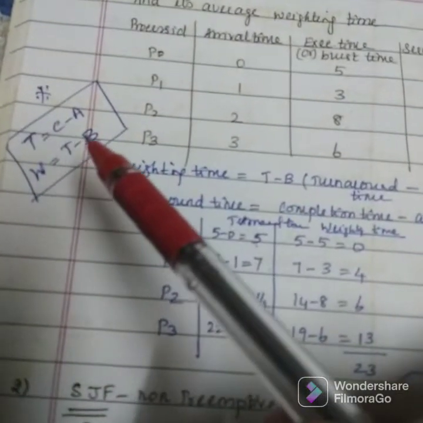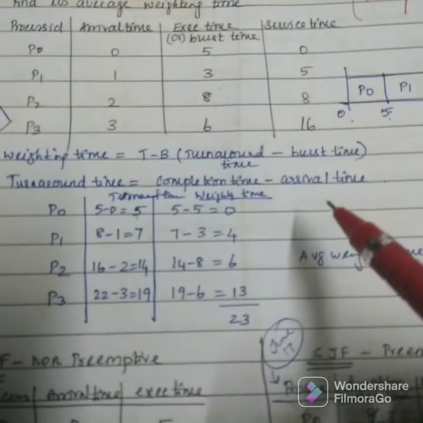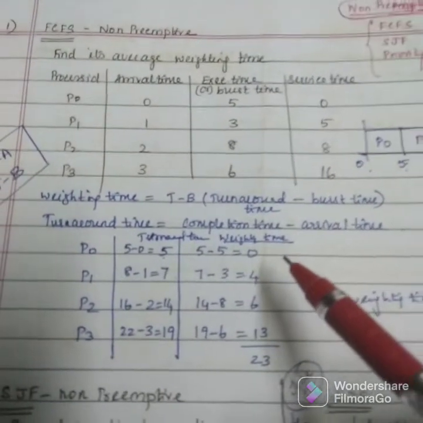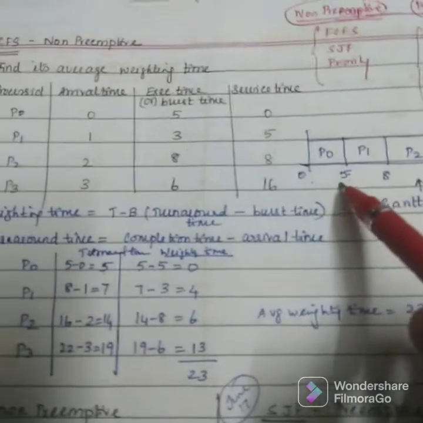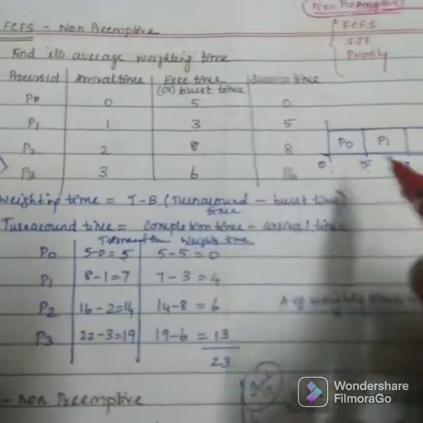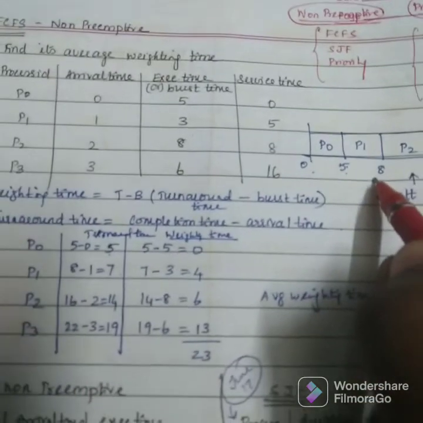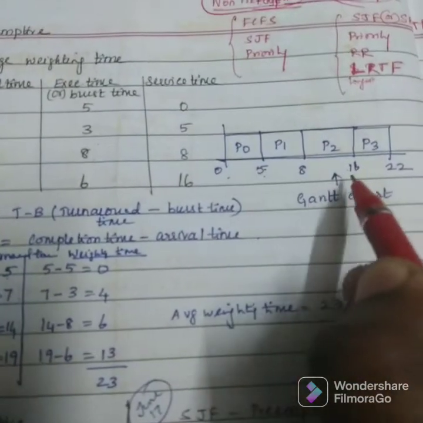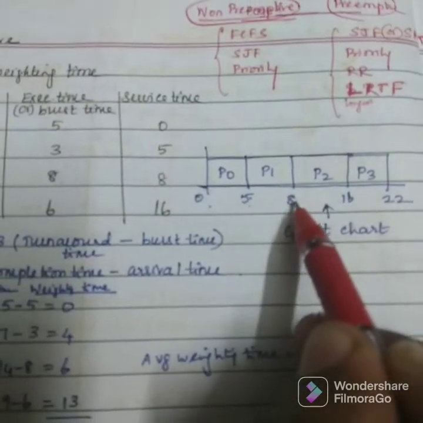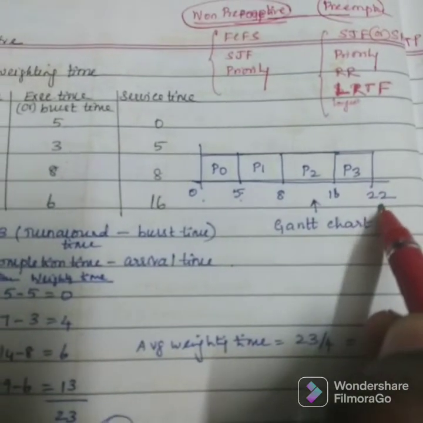T equal to C minus A. So turnaround time equals completion time minus arrival time. What is completion time? Completion time is this time. So for P0, completion time is 5. P1, the completion time is 8. P2, completion time is 16. For example, P2 starts its execution at 8 and completes at 16. For P3, completion time is 22.